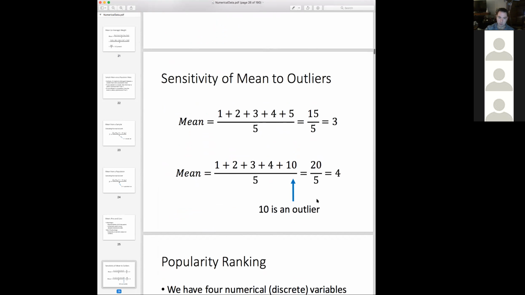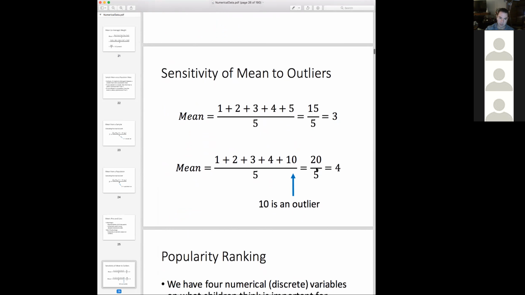To show that, if we add in an outlier, this 10, it will greatly impact the mean by increasing our average by 1 point between these two.